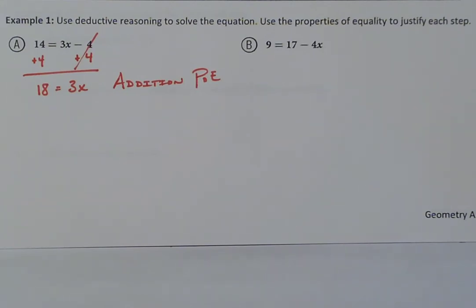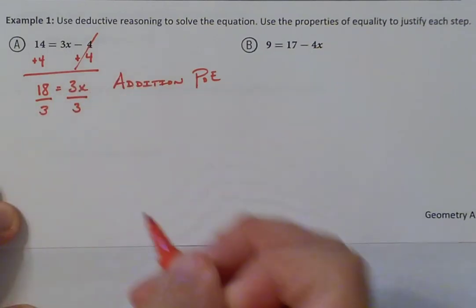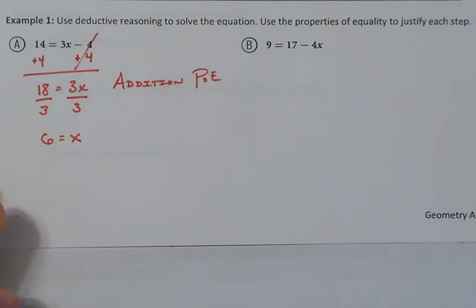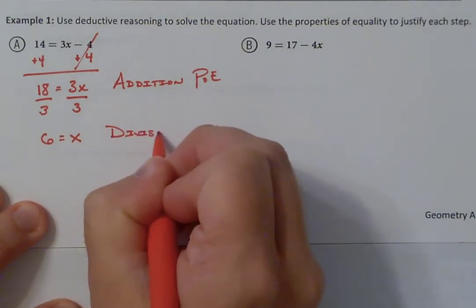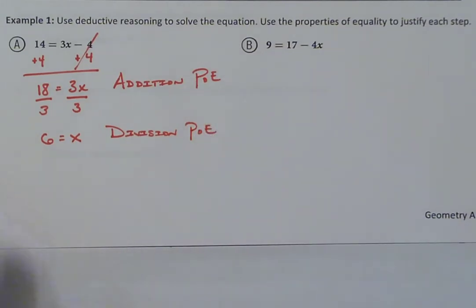3x implies 3 times x. So the opposite of multiplication is division. So we're going to divide 3 to both sides. And when I do that, we get 6 to equal x, because 18 divided by 3 is 6. Well, how can I say what I just did is allowed? Well, we're going to use the division property of equality.